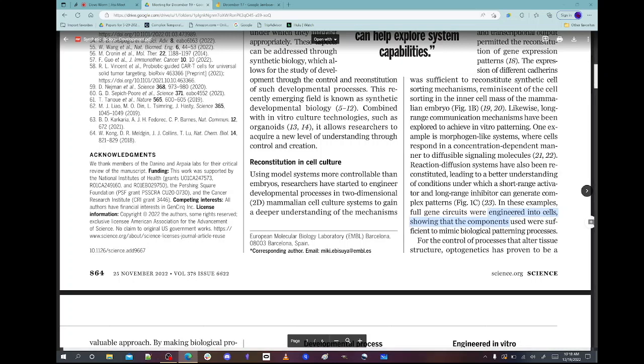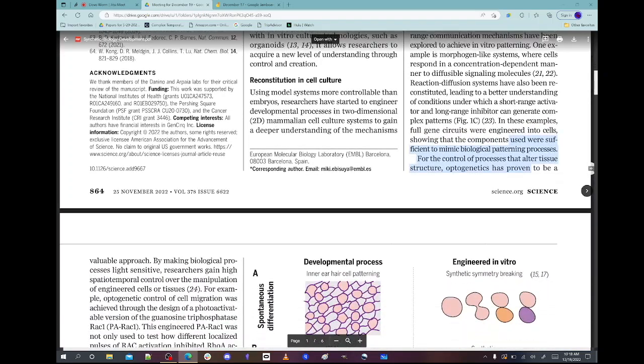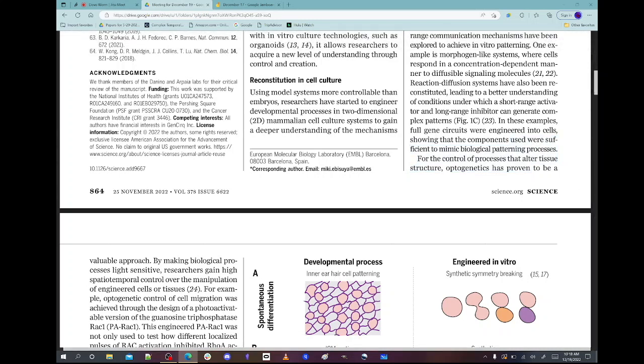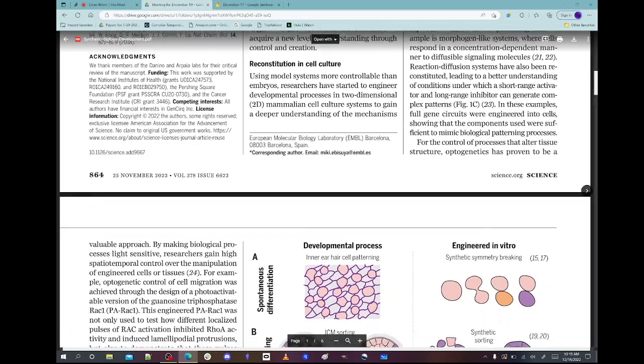Showing that the components were sufficient to mimic the biological patterning process. Again, this is a sort of proof of concept where you put this engineered technique into a biological context and you see if it produces the effect that you want. And it doesn't necessarily mean that you have the mechanism down. It just means that sometimes you can replicate that thing that you're seeking to reproduce.